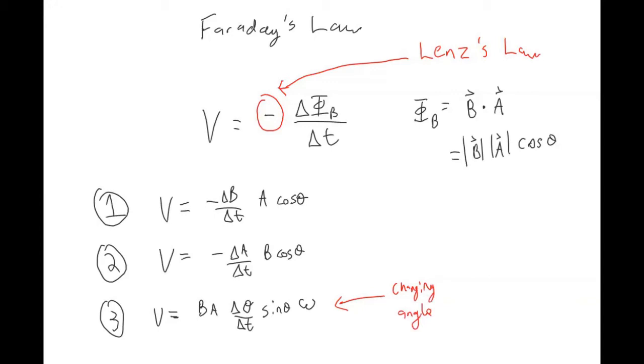And so the application that we saw for this was that this is how an electric generator works. For example, in a hydroelectric power plant, you have the water coming from the top of the dam and falling to the bottom of the dam that rotates your turbines. And so that rotation is the delta theta. This omega is the delta theta over delta t.